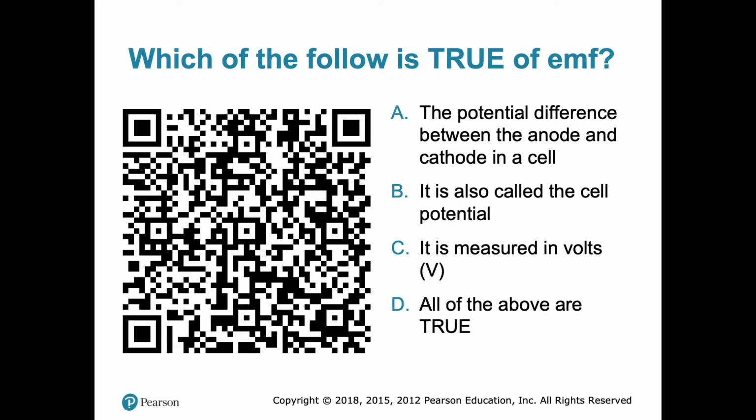I guess when I was copying and pasting, it got cut off. No, it's D. It's supposed to say the potential difference between the anode and the cathode in a cell is known as the EMF. So it should be D. Since I screwed the pooch on that one, we'll keep going.